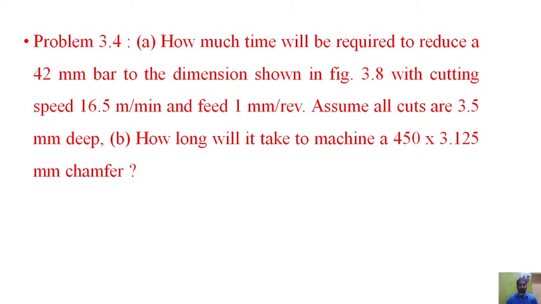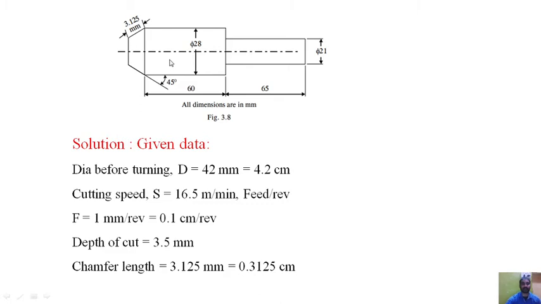The next problem: how much time will be required to reduce a 42 mm bar to the dimension shown in the figure, with a cutting speed of 16.5 meter per minute and feed of 1 millimeter per revolution? Assume all cuts are 3.5 mm. How long will it take to machine a 45 degree into 3.125 mm length chamfer? Again, this is a chamfer operation. So this is the problem.